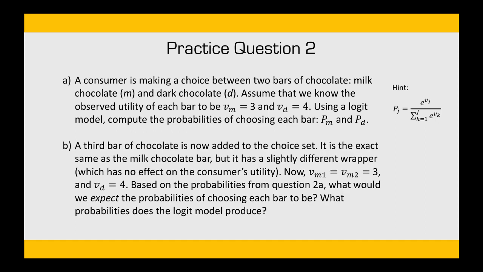Now for part B, let's assume that we've added a third bar of chocolate to the choice set. It's exactly the same as the milk chocolate bar, but it has a slightly different wrapper, which has no effect on your consumer's utility. So V sub M1 and V sub M2 are the same, they're both 3, and V sub D for the dark chocolate is 4. Based on the probabilities from part A, what would you expect the probabilities to be for choosing each bar? And then compare that to what probabilities the Logit model actually produces.